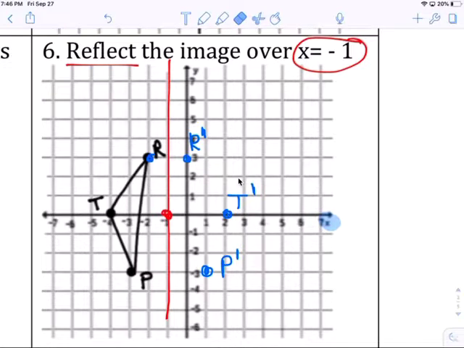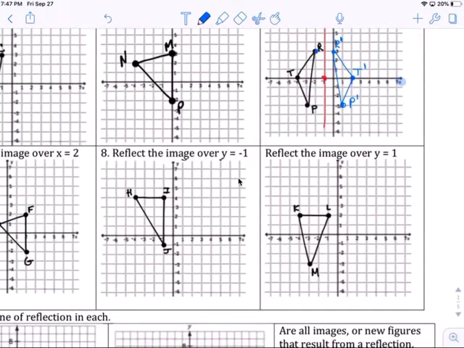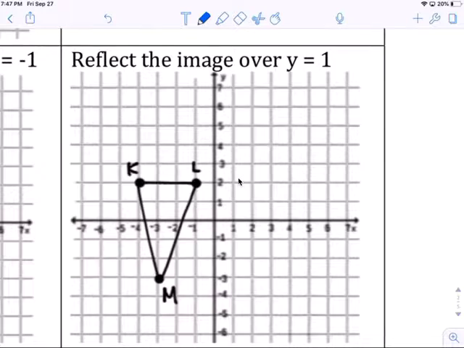Stop it. And then you graph that right here. And that's your graph. Reflect over the y-axis. Okay, y equals 1. Reflect, that means put a mirror on y equals 1. Here, find y. Go to 1, which is right here. Draw a line. That's your mirror. That's your reflection line.